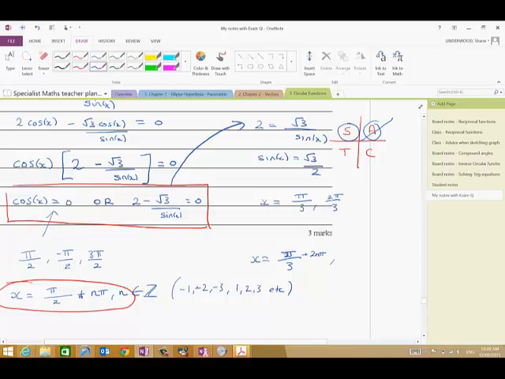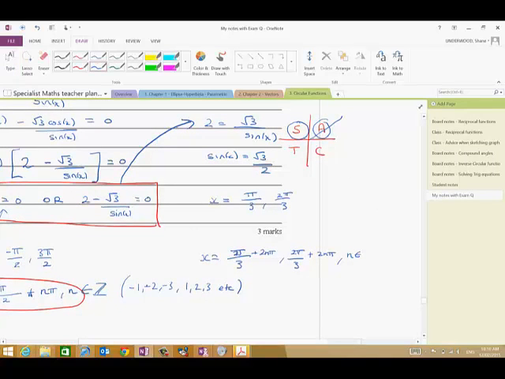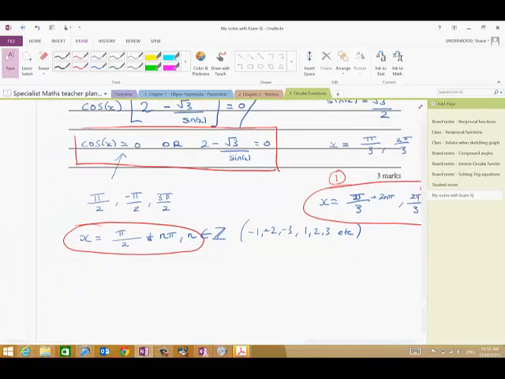And x is equal to 2 pi on 3 plus 2n pi, and you don't forget you have to say that n is an element of the integers, positive or negative integers. So, our answer, we have 3 general solutions. 1, 2, and 3.